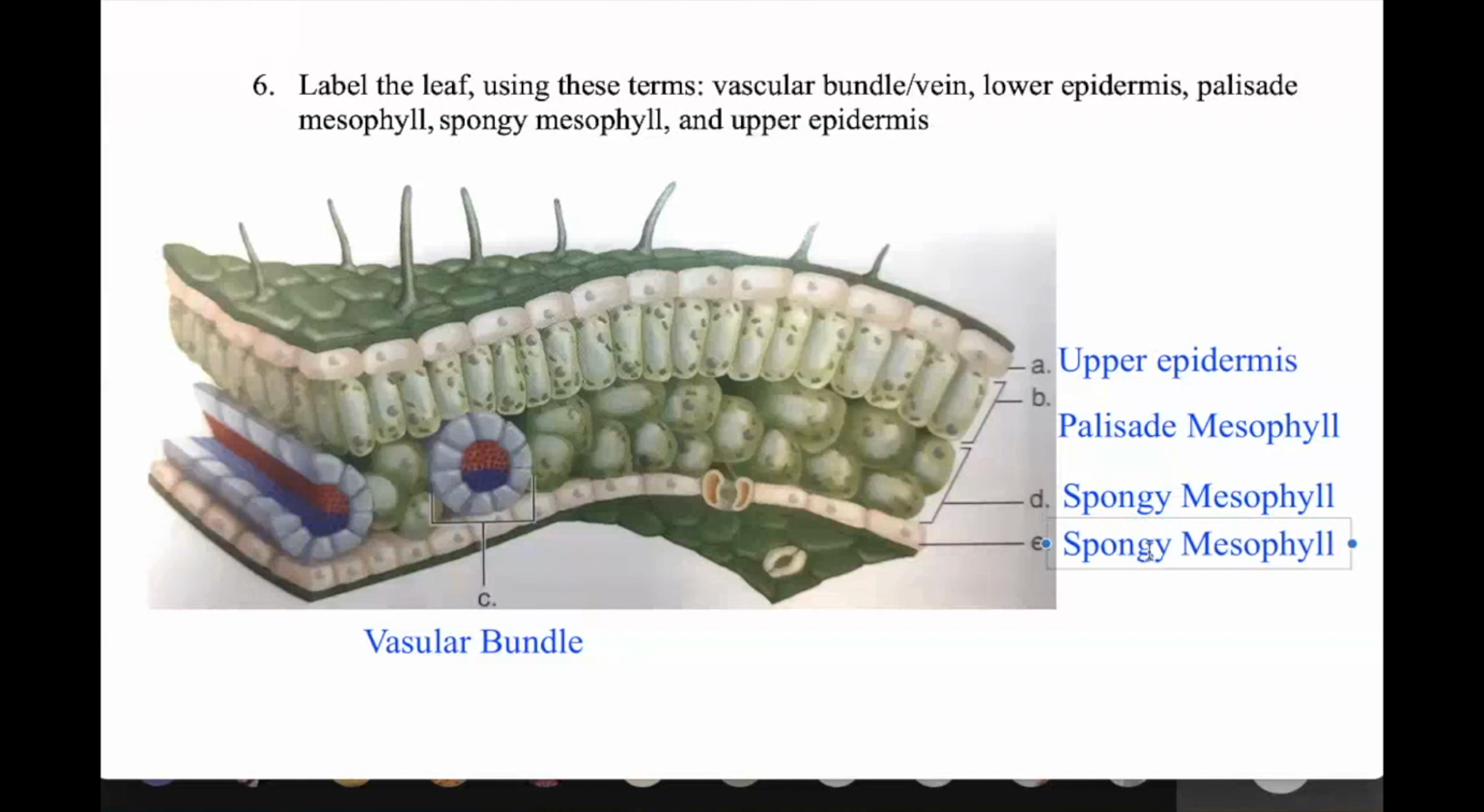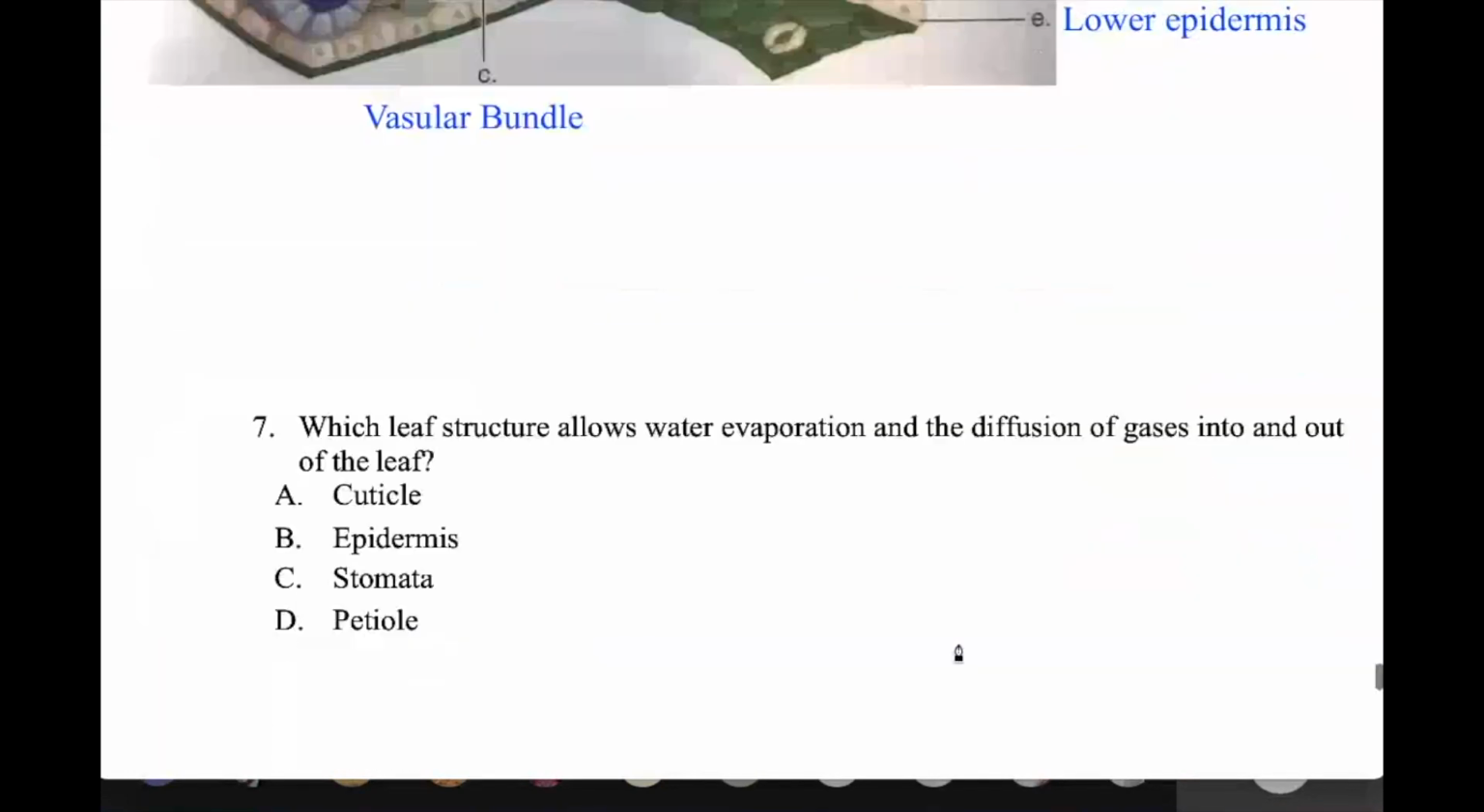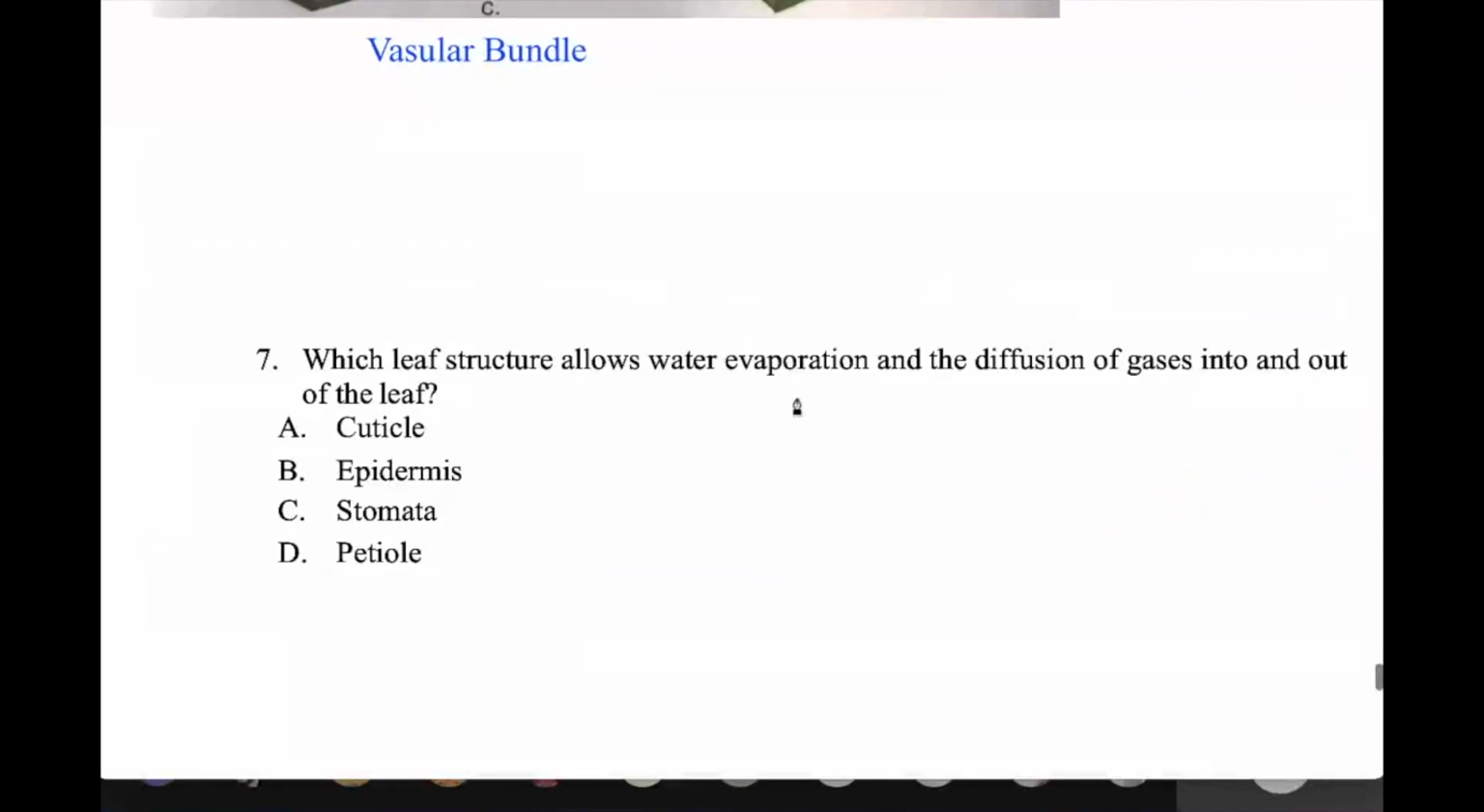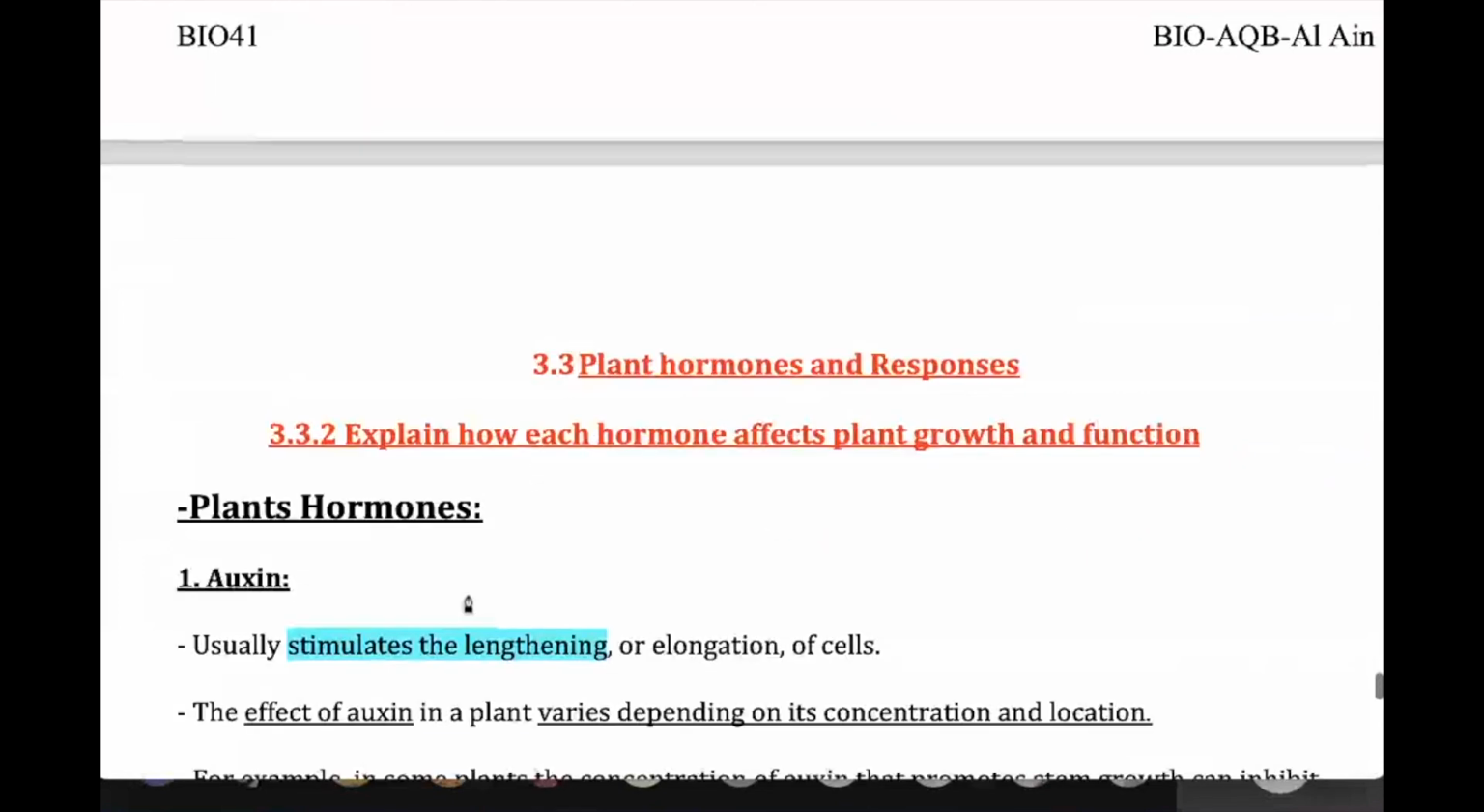Okay, one minute. E is the lower epidermis, I better copy this one. The last question: which leaf structure allows the water evaporation? This is stomata. Yes. Right. Okay.